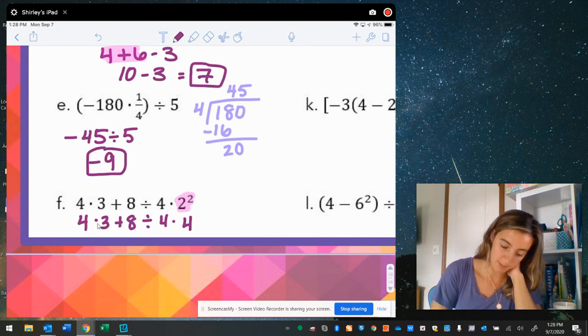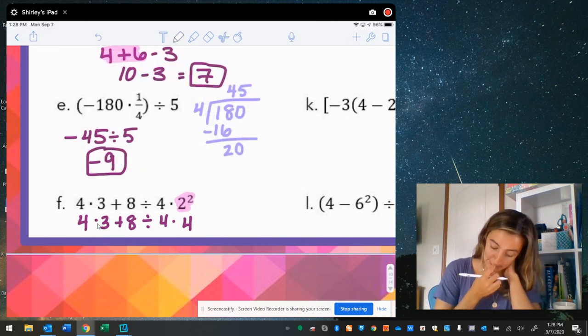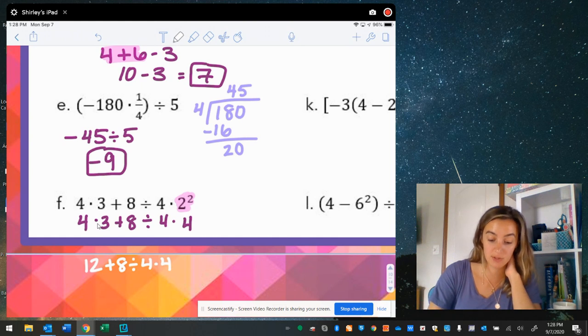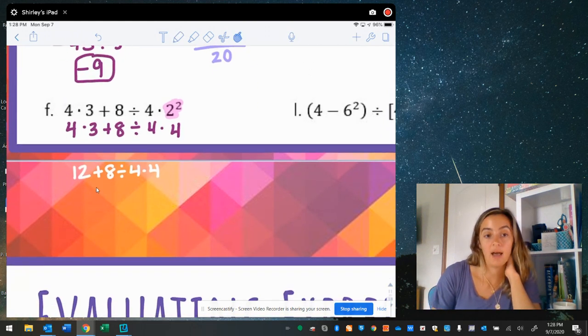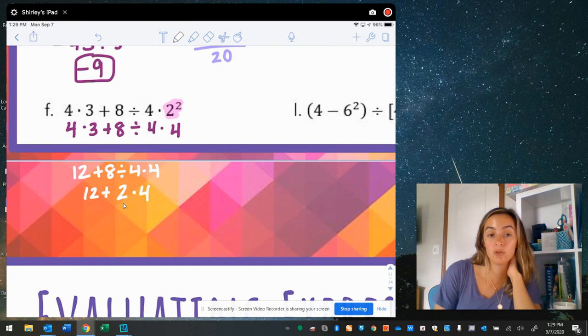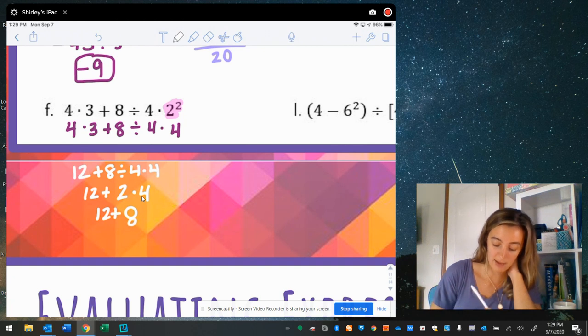4 times 3. I'm going to switch to a white pen so we can see a little better. 4 times 3 is 12. And then I'm going to bring down everything I didn't use yet and just keep starting over left to right. So now I still have some division and some multiplication. The next one that shows up is 8 divided by 4. So I want to make sure I'm simplifying that out first. 8 divided by 4 is 2. Bring everything else down. And then my last one, 2 times 4, that's 8. Bring everything else down. So to finish it up, I have 12 plus 8, which makes my final answer 20.